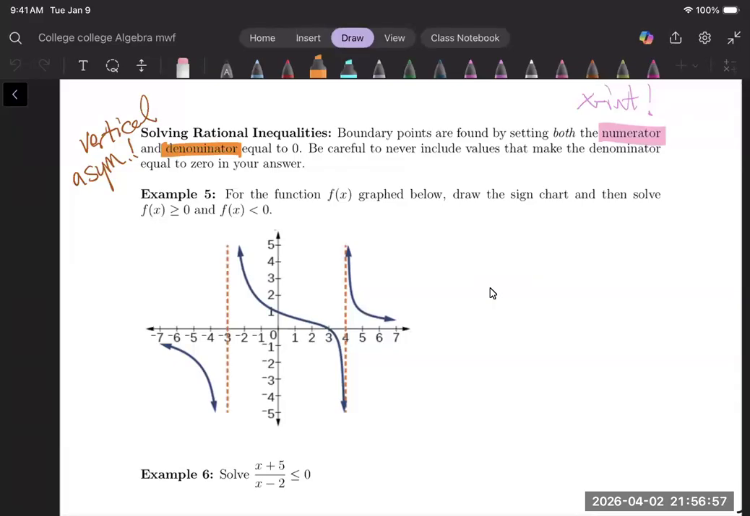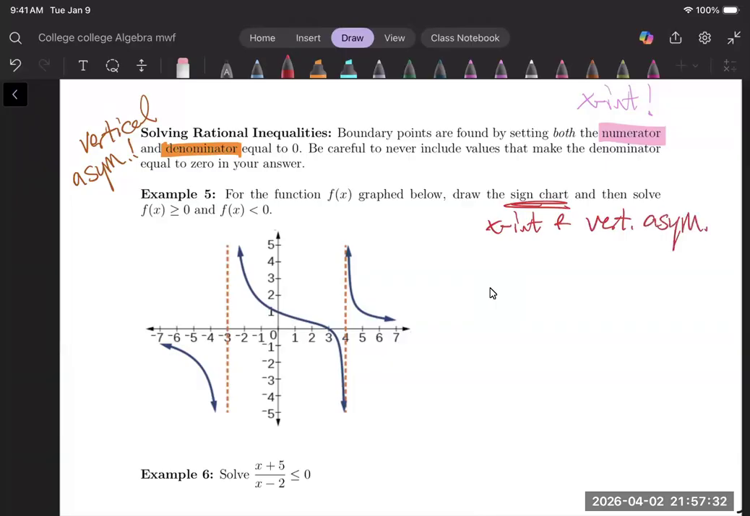Solving rational inequalities. We last left off with polynomial inequalities. This is rationals, the fraction, so now we're adding in the denominator. Like I talked about, the x-intercepts come from the numerator and the vertical asymptote comes from the denominator. Recall that there are two types of things that go to your sign chart. Now on your sign chart, you have the x-intercepts and the vertical asymptotes.